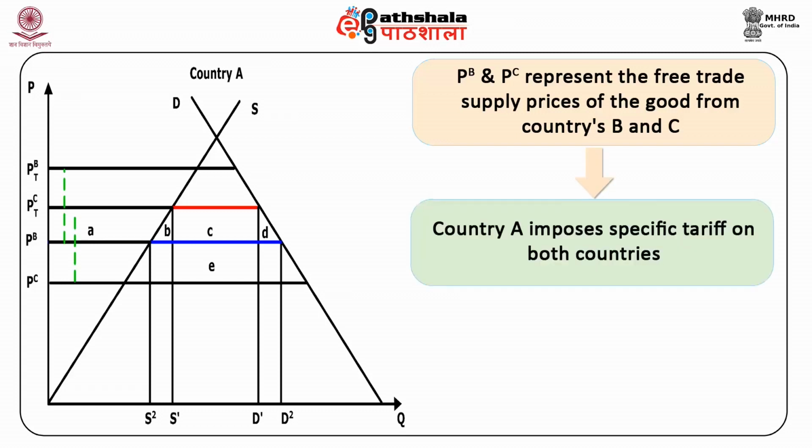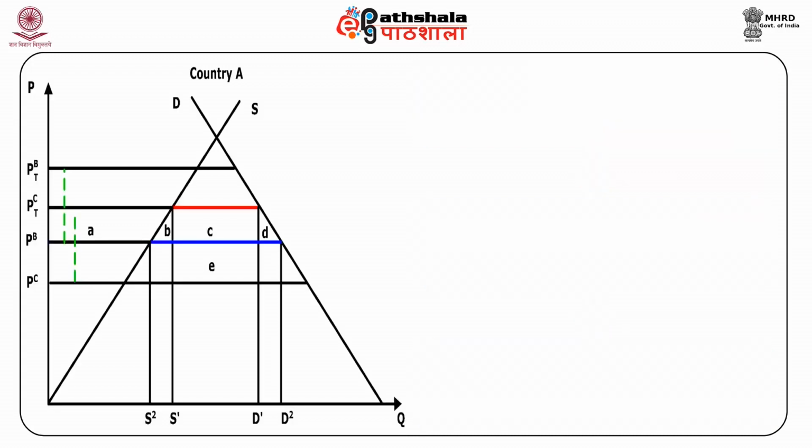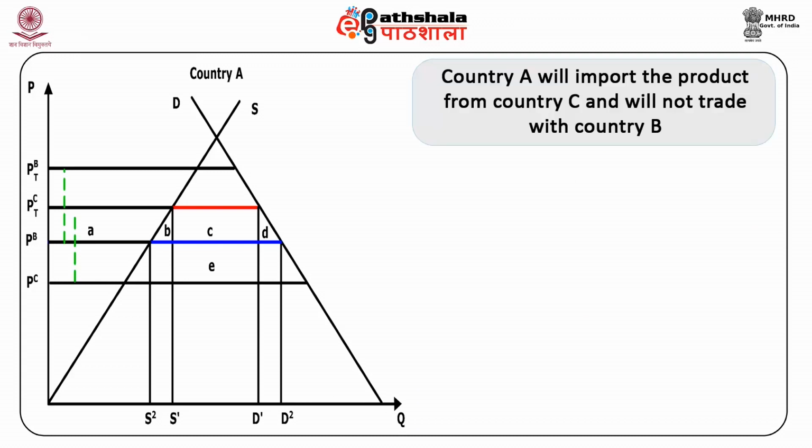Country A imposes a specific tariff on both countries, the amount of tariff represented by the dotted green lines. The tariff raises the prices of domestic supplies to PBT and PCT respectively. Since with the tariff the product is cheaper from country C, country A will import the product from country C and will not trade with country B initially. Imports are depicted on the graph by the red line or by the distance D1 minus S1. Initial tariff revenue is given by the area C plus E, the tariff rate times the quantity imported.